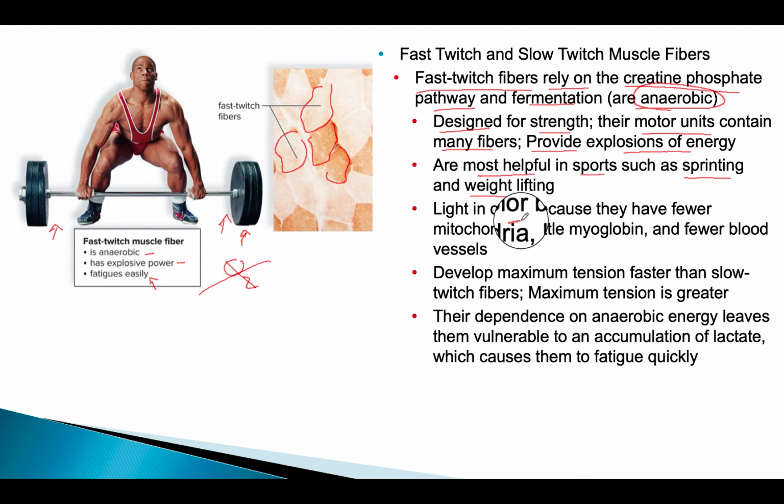They are light in color because they have fewer mitochondria. They have little myoglobin and fewer blood vessels. All these are what allow a darker color. The more present they are in the muscle, the darker the color of the muscle is going to be. They are going to develop maximum tension faster than slow twitch fibers, and maximum tension is also going to be greater compared to the slow twitch fibers.